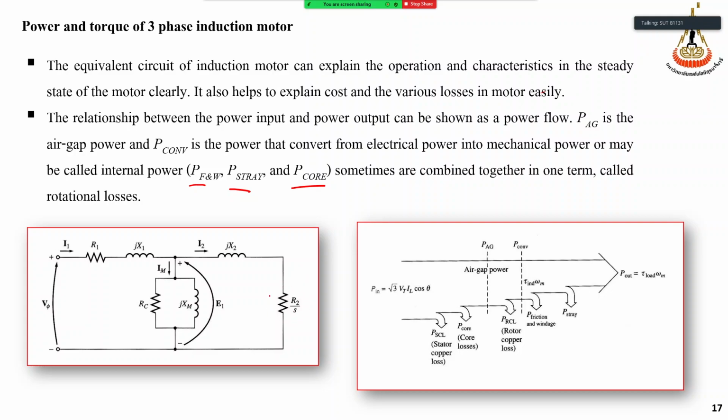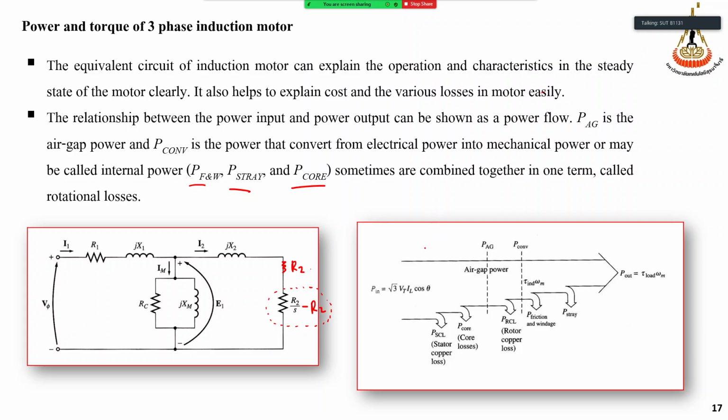So this is the model of the rotor part, as I have written down like this. We can separate it into R2, and then R2 times (1 minus S) over S like this, and this is the power conversion, P conversion.